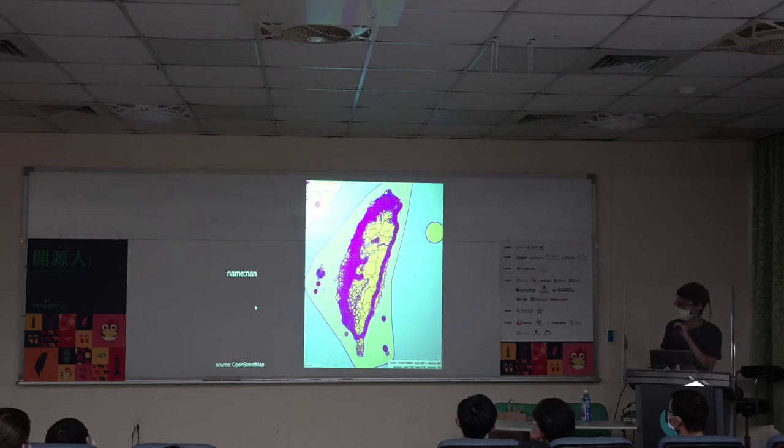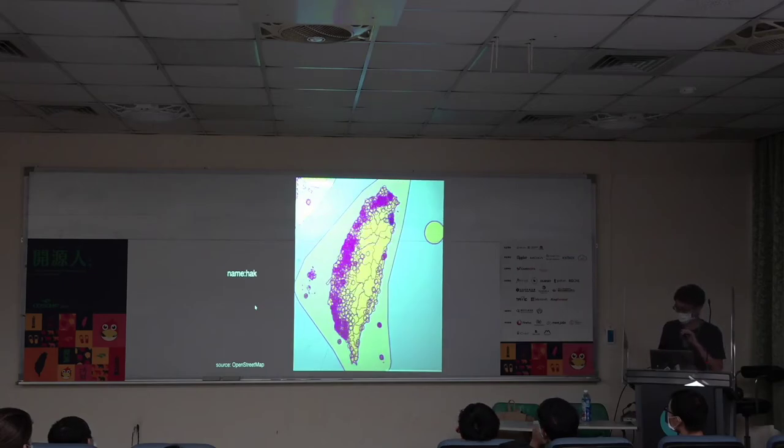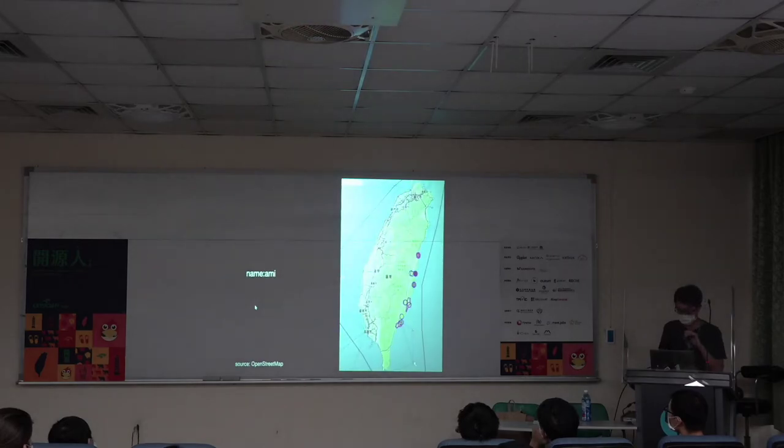So you can just see a quick overview of each of these tags and how prevalent they are in Taiwan. So here's Hakka, and then here is Amis. So all this data already exists. It's just a question of how do we show it in maps.